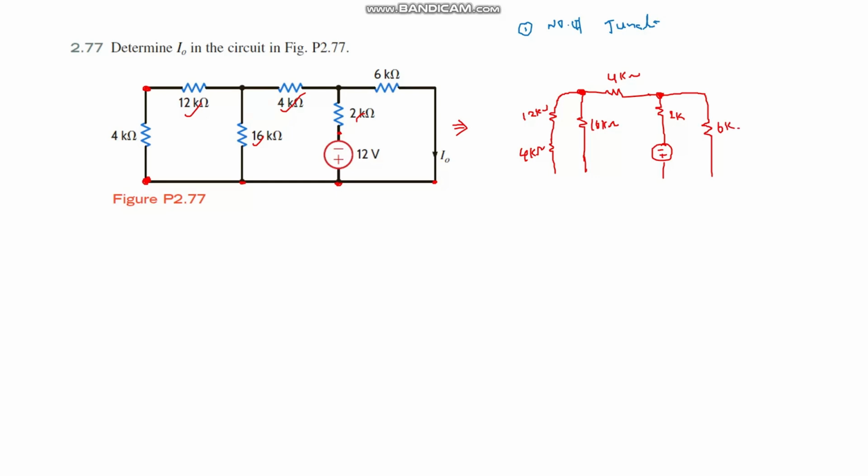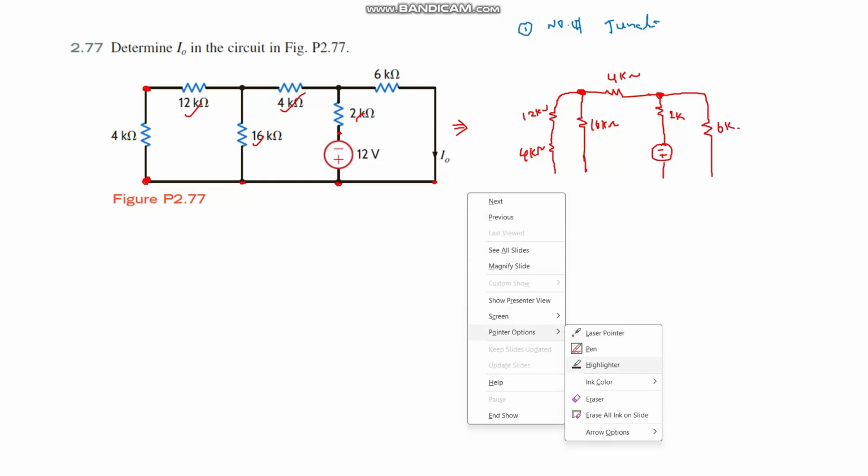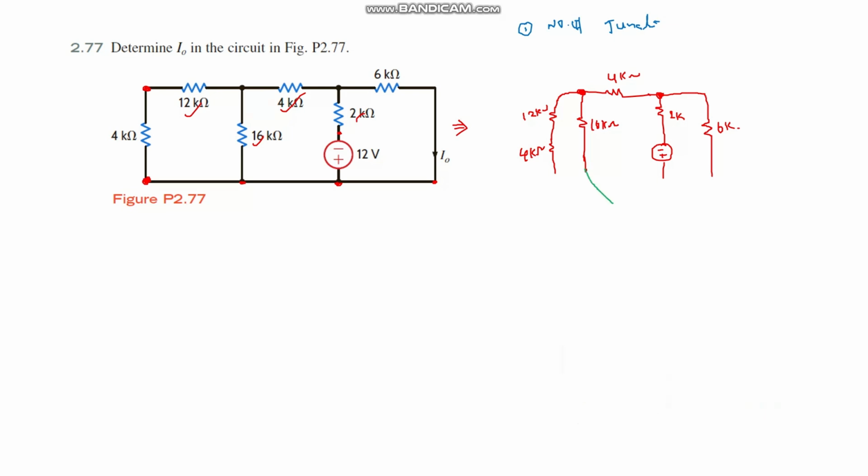On the bottom, each element is connected to the same point like this. All the bottom terminals are connected together. This is a practical circuit. By observing this practical circuit, this point is considered a junction, and this is also a junction because three elements are connected at this junction. This is one more junction, and this is also a junction.